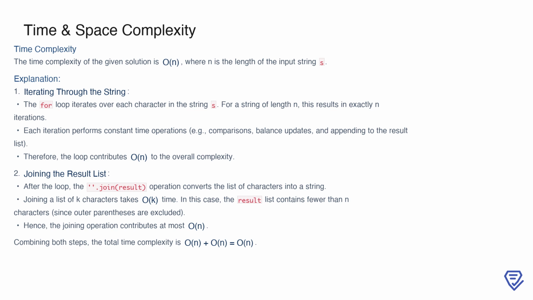After the traversal, the join operation combines the characters from the result list into a single string. The time required to join a list of k characters is proportional to k, and since the result list contains fewer than n characters, this operation also takes O(n) time. Adding these together, the total time complexity becomes O(n) plus O(n), which simplifies to O(n).